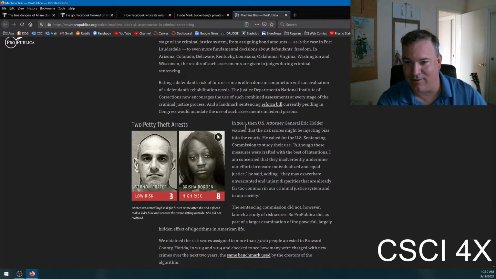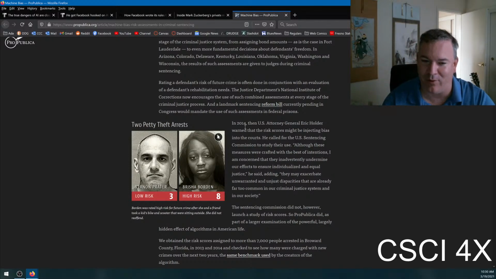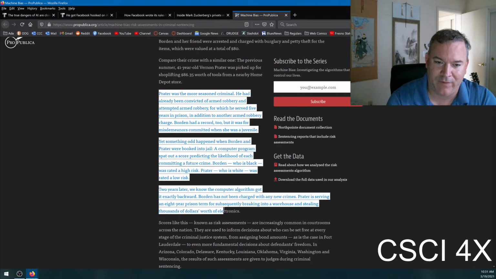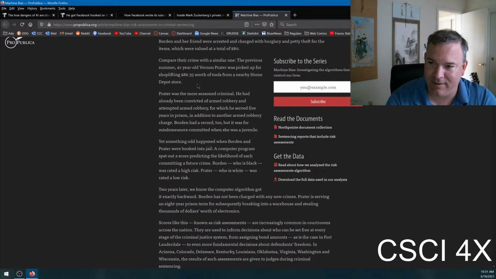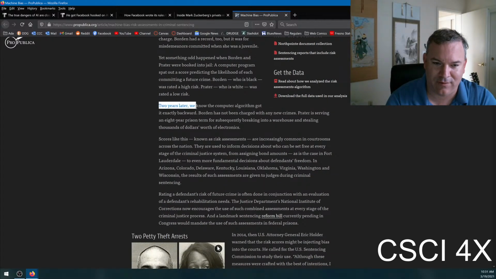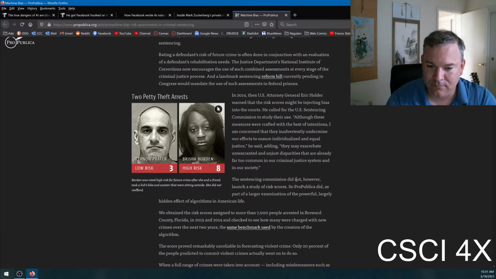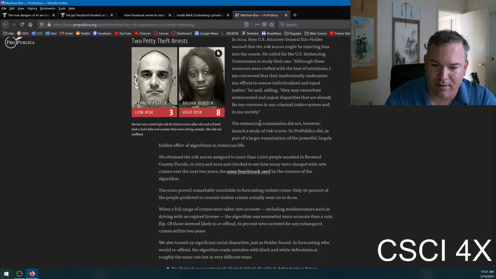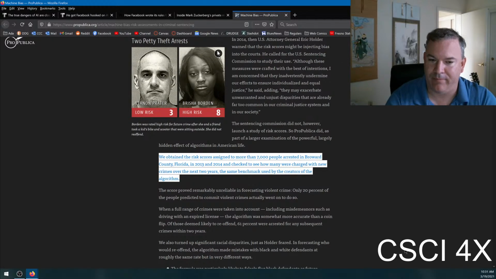Now, this is cherry picking, right? You're just picking one case, and you can always find a case where something's going to be misclassified. But the article does go into stats, and so I'm tolerant-ish of cherry picking if you get into statistics. So 2 years later, we know the computer algorithm got it exactly backwards. Again, cherry picking fallacy. But down here, they do stats, and so they did the work on it.